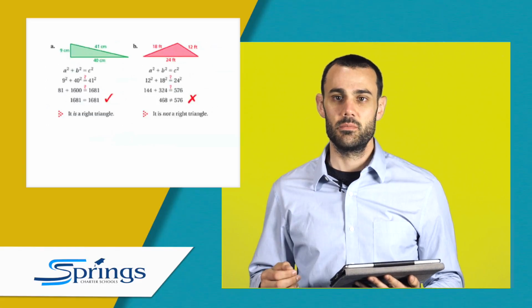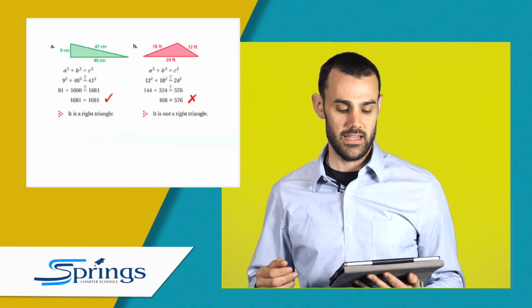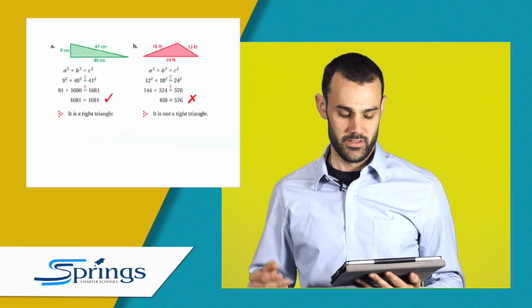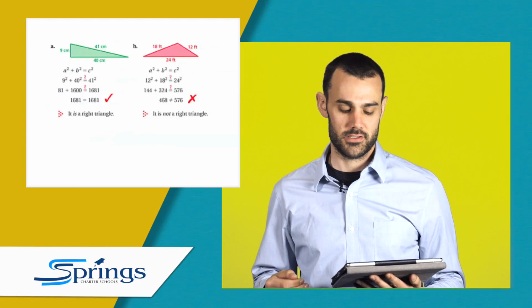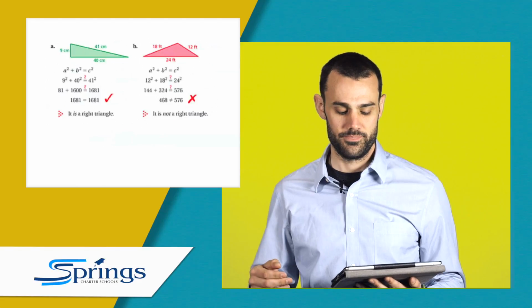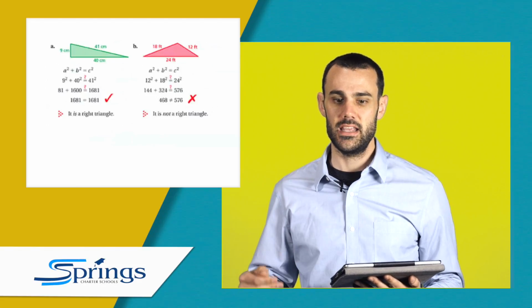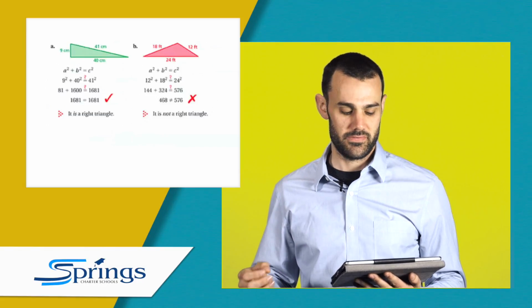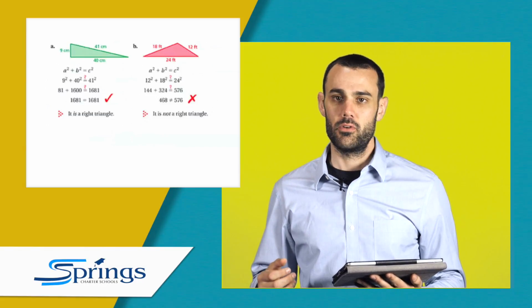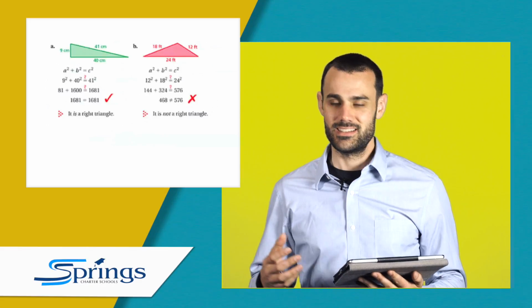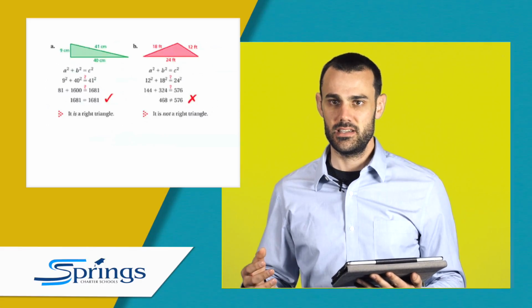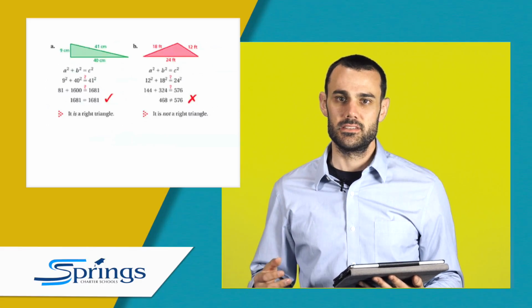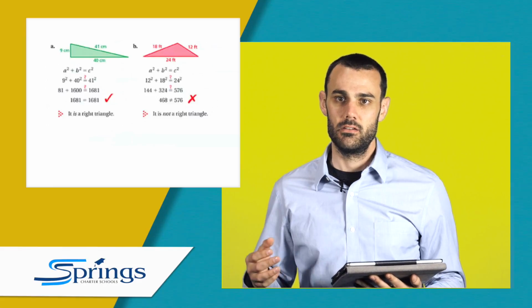Now the converse theorem can be used also to show us that a triangle is not a right triangle. So I have some numbers here on my side lengths of 18, 24, and 12. I'm inserting them into our equation to see if this is a right triangle or not. So 12 squared plus 18 squared equals 24 squared. When we square all those numbers, we find out that 144 plus 324 does not equal 576. So we can say with confidence that this red triangle is not a right triangle.